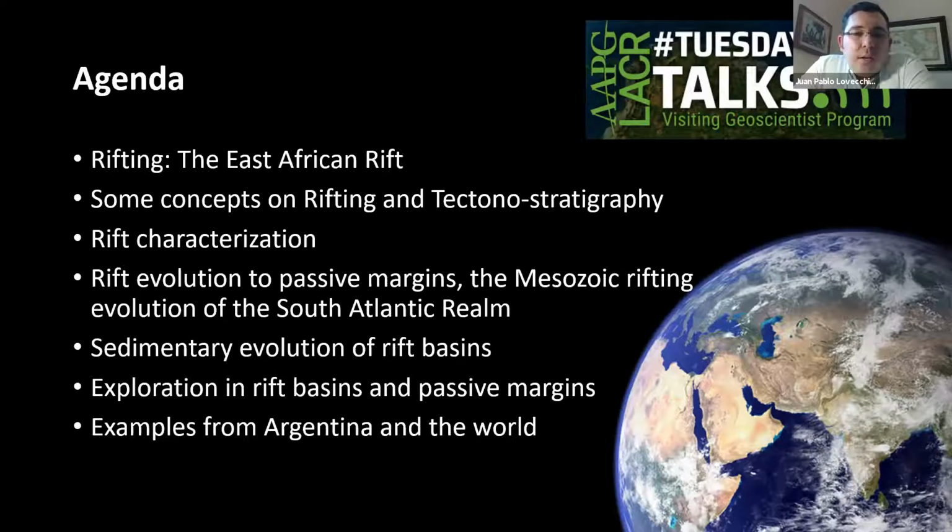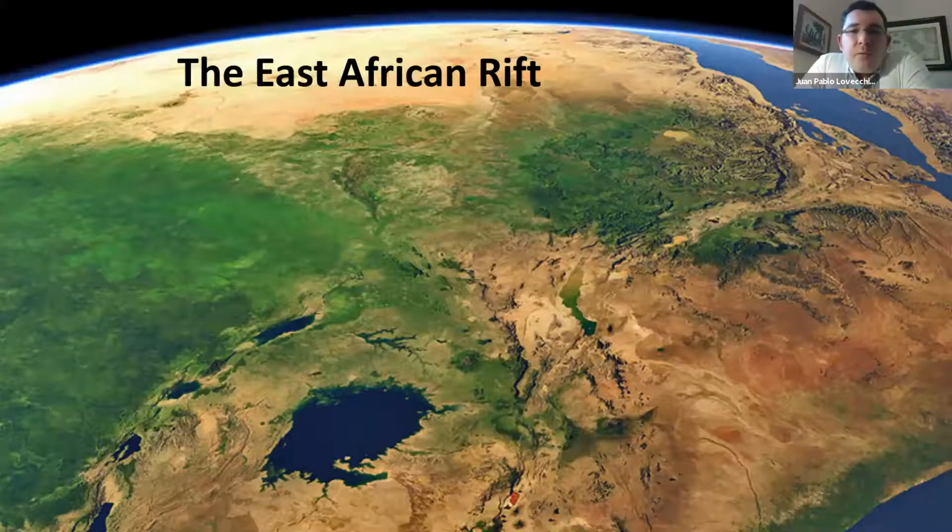particularly offshore Argentina. We will then take a look at the sedimentary evolution of rift basins with some examples of continental and marine settings for rifting. Then we will look at some exploration examples in rift basins and passive margins, both in Argentina and some others from around the world. So let's start with the East African Rift.